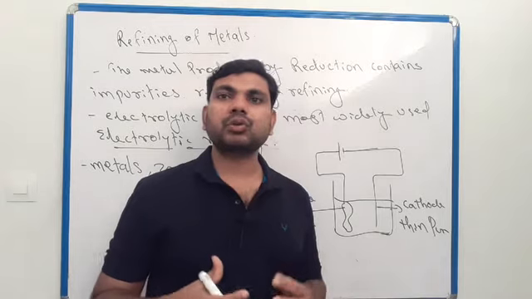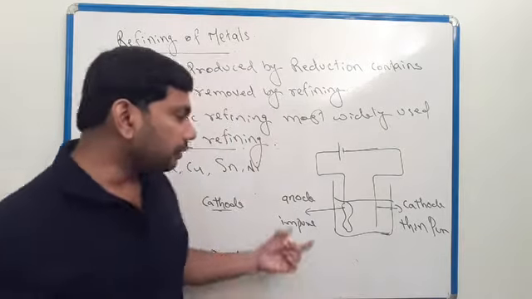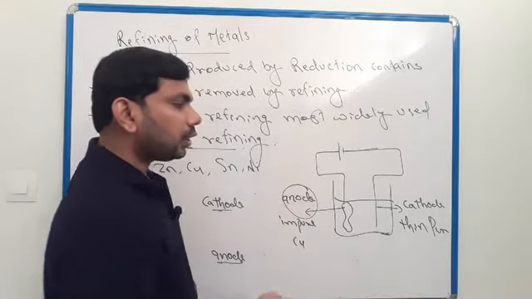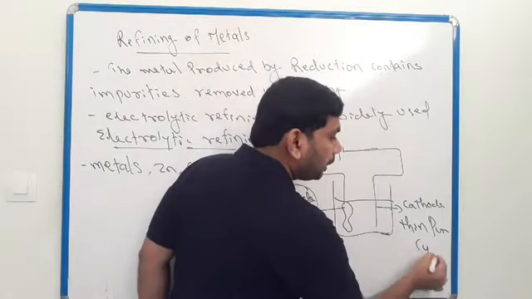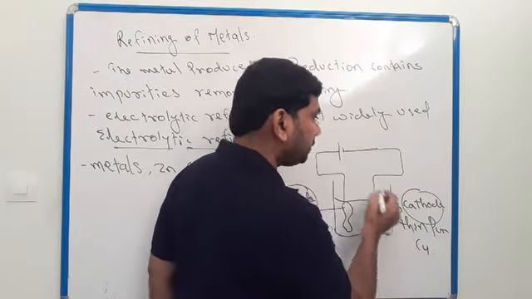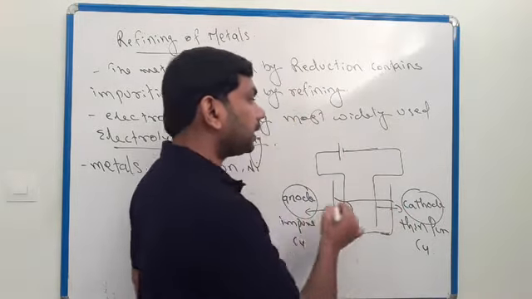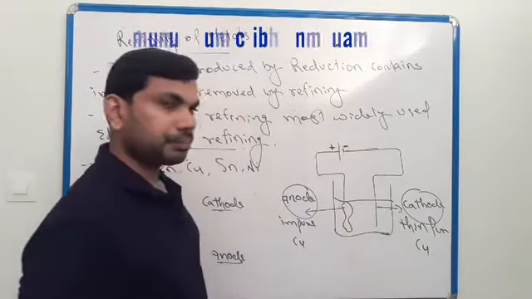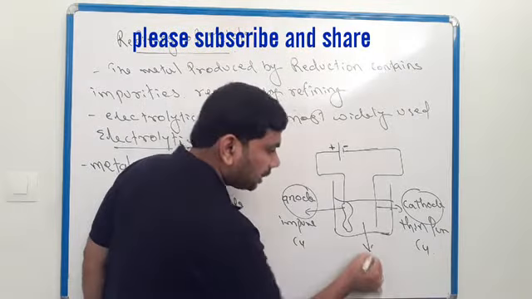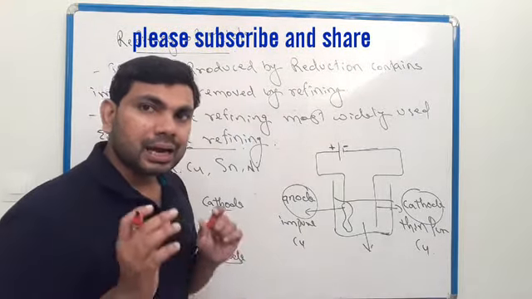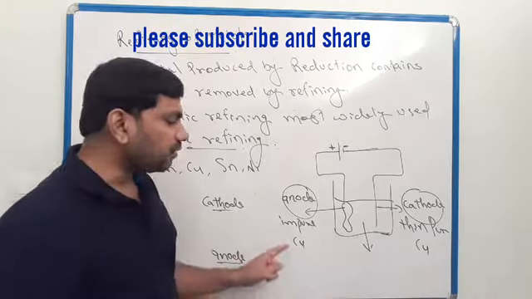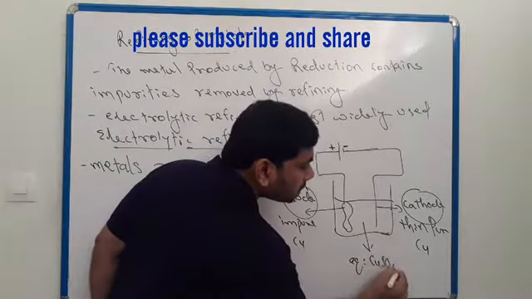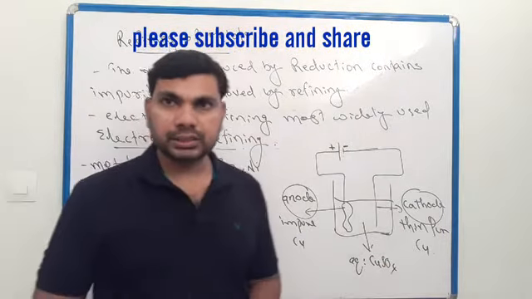We will use electrolytic refining. So we will use impure copper as the anode, and thin pure copper will be the cathode. Cathode means negatively charged electrode. Anode means positively charged electrode. And the electrolyte must be a salt solution, an aqueous solution of copper, for example aqueous copper sulfate. Aqueous copper sulfate will be the electrolyte.